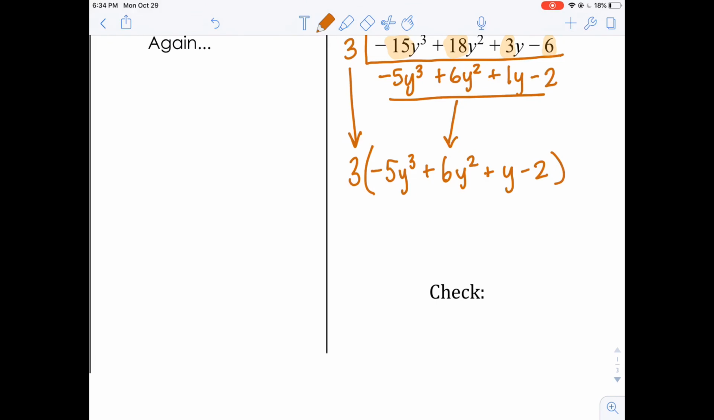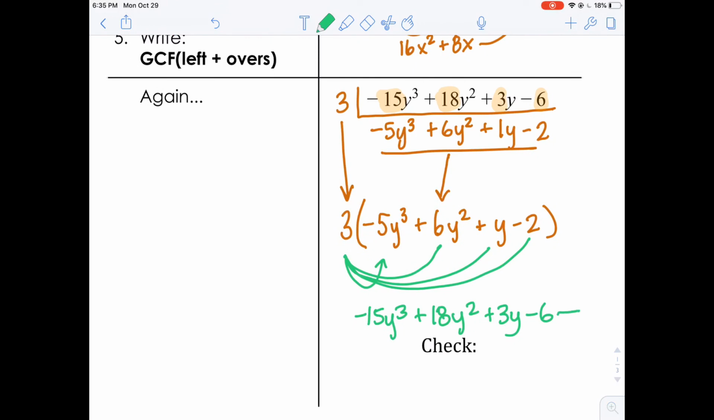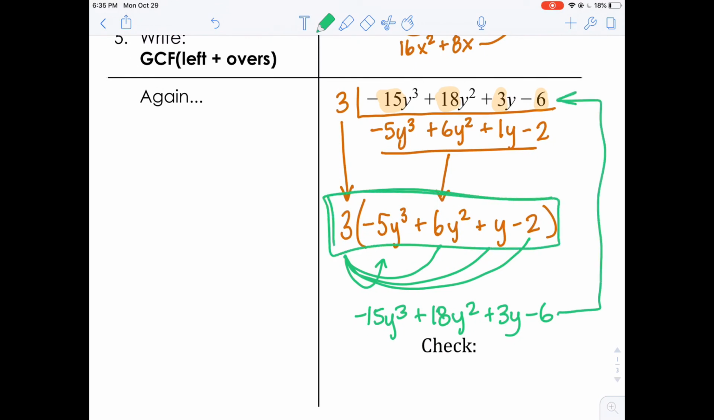I'm going to double check here by distributing. So I'm going to check with a different color. 3 times negative 5, negative 15, y to the third. 3 times 6 is 18y squared. 3 times y is 3y. 3 times negative 2 would be negative 6. Double check that that's what I started with, and I find that, yeah, this is my answer right here. And so I'm just trying to take things out.